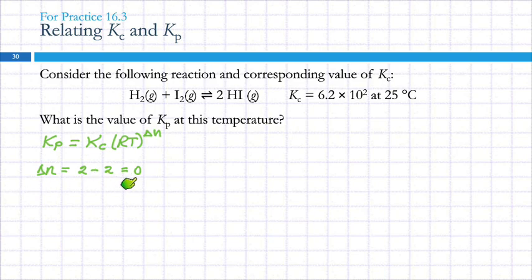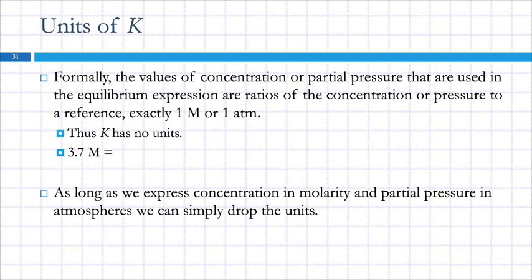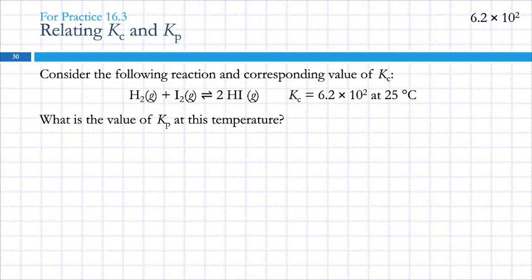When delta N is equal to 0, this term goes to 1. Kp equals Kc, which equals 6.2 times 10 to the 2. That one was like, a little too easy, but whatever. Okay.